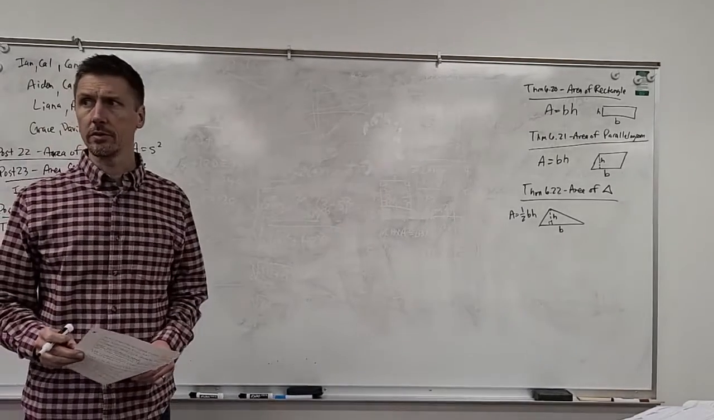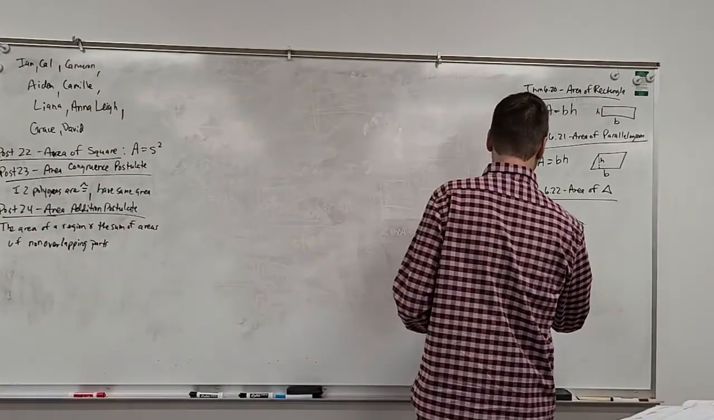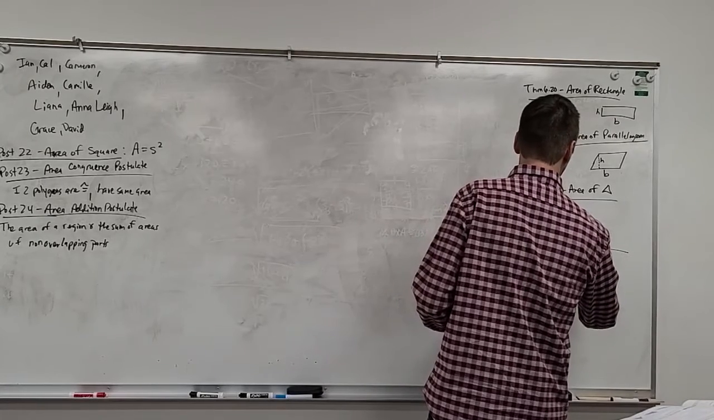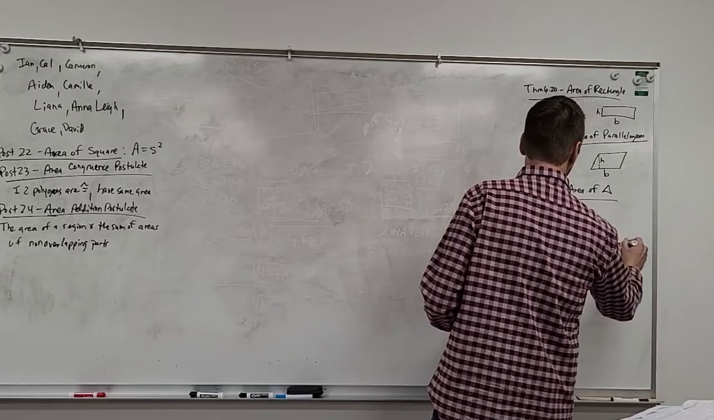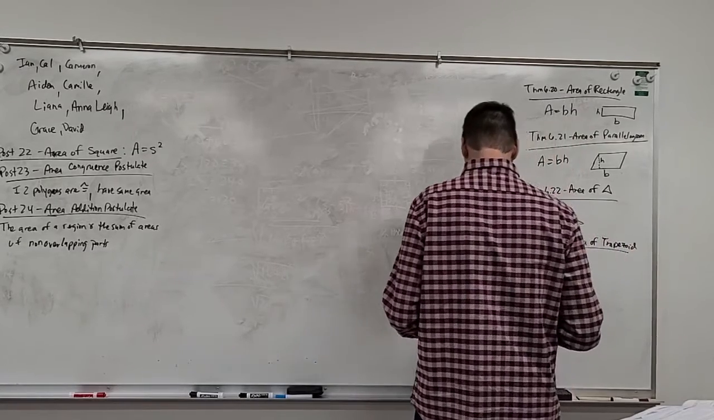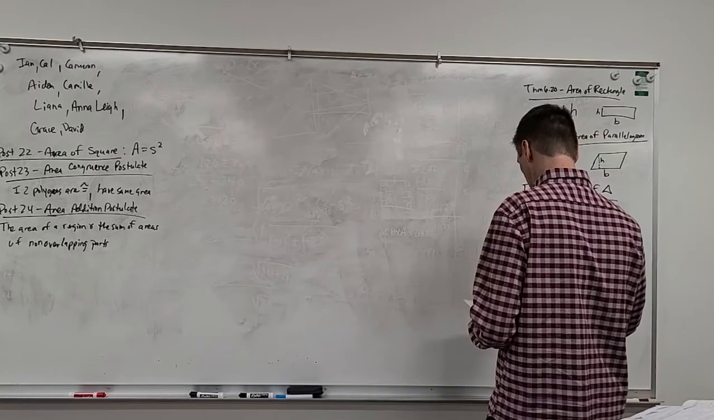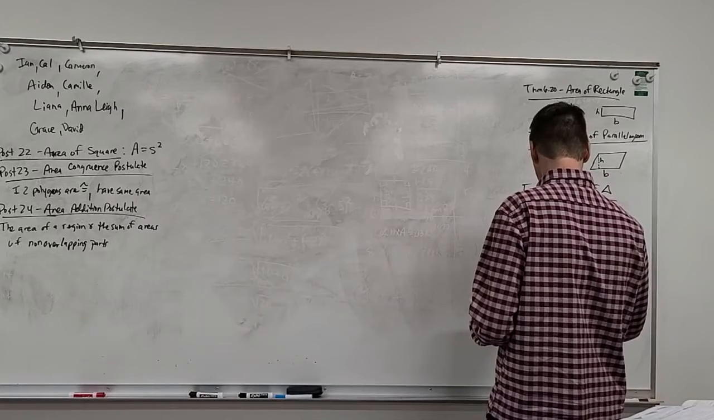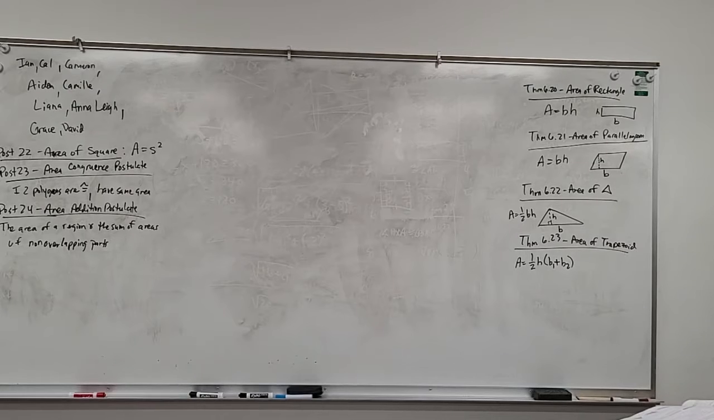I think everybody's seen that one, right? You guys used that one before. Theorem 6.23, area of trapezoid. And this one is the area equals 1/2 the height times the sum of the two bases. So area equals 1/2 h times b1 plus b2.